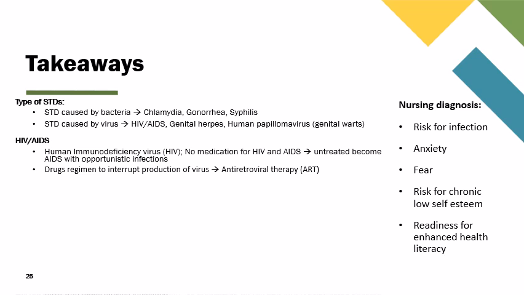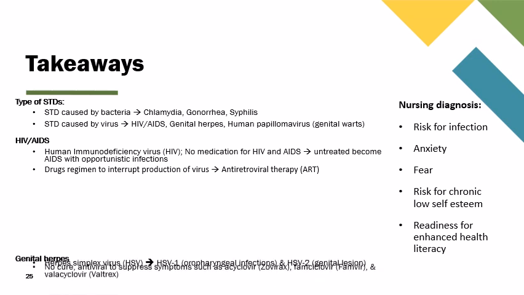For HIV/AIDS, we know that the human immunodeficiency virus is the cause. There is no cure for HIV, and if it's untreated, it becomes AIDS with opportunistic infections. The drug regimen to interrupt the production of the virus is antiretroviral therapy.